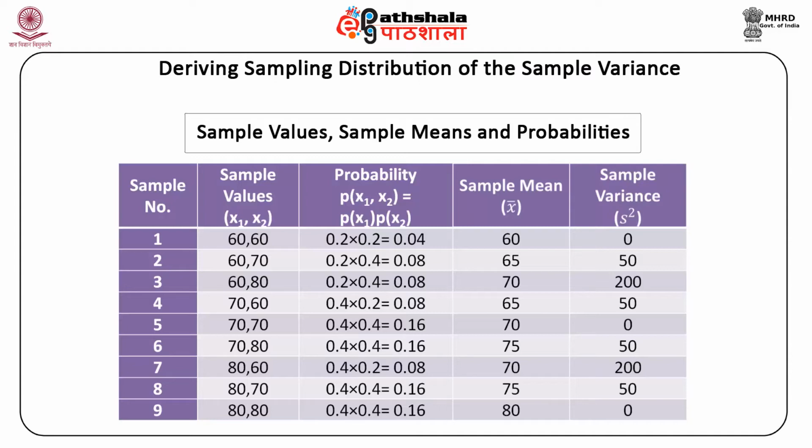Students, you can see in this table that in the first column we have sample numbers from 1 to 9. Then we have the sample values in the second column x1, x2. In the third column we have probabilities of these, which is probability of x1, x2, which is equal to probability of x1 into probability of x2. In the next column, which is fourth, we have the sample mean x bar. And in the last column, we have the sample variance S square.